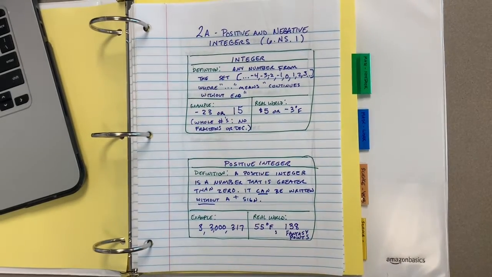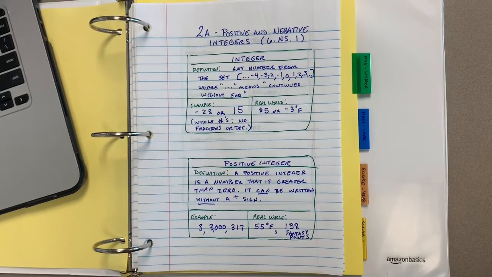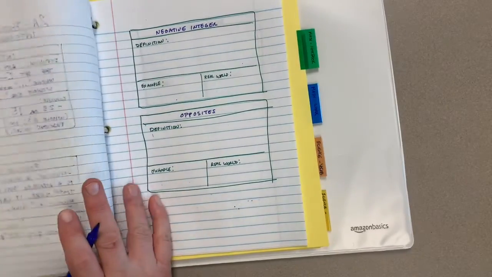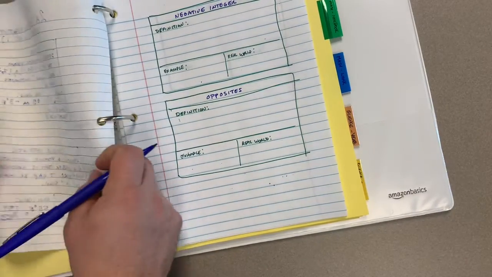So anything that is a positive value and doesn't have any fraction or decimal with it, that is going to be a positive integer. Likewise, negative integers, and I bet you guys can figure this out.